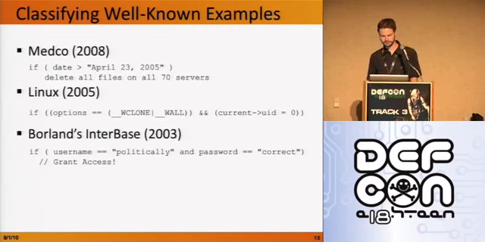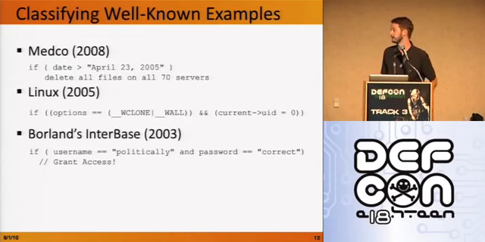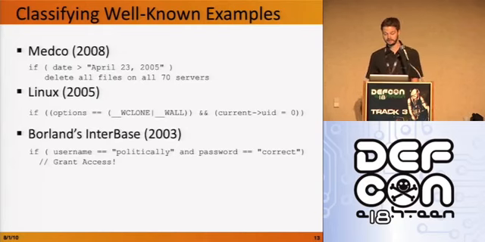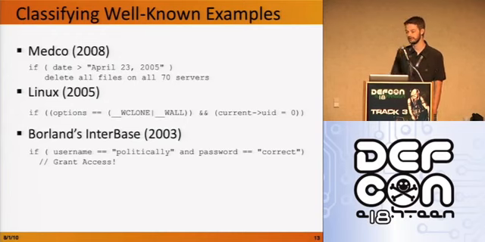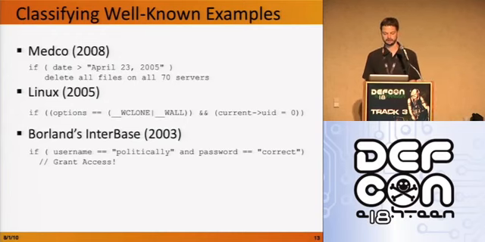The third one was a Borland Interbase case. So at Borland they had a software design problem, a chicken and egg problem about authentication, and the way they fixed this was by inserting this line of code. So they hard-coded a check on whether the username was politically and the password was correct. So this works if the code is closed source, but of course when you make it open source, everybody can spot this line of code and everybody can grant himself access to the code.